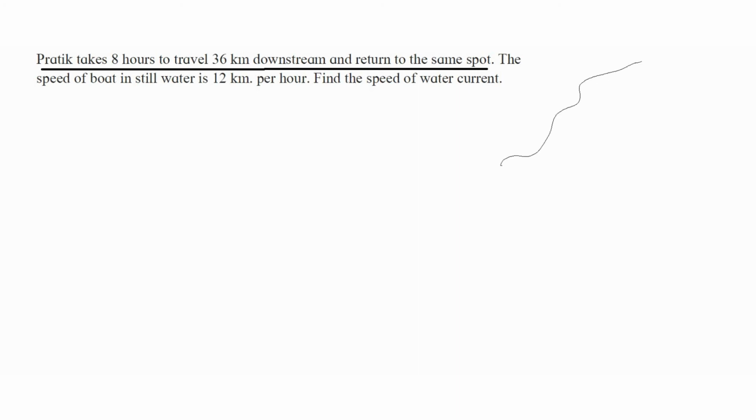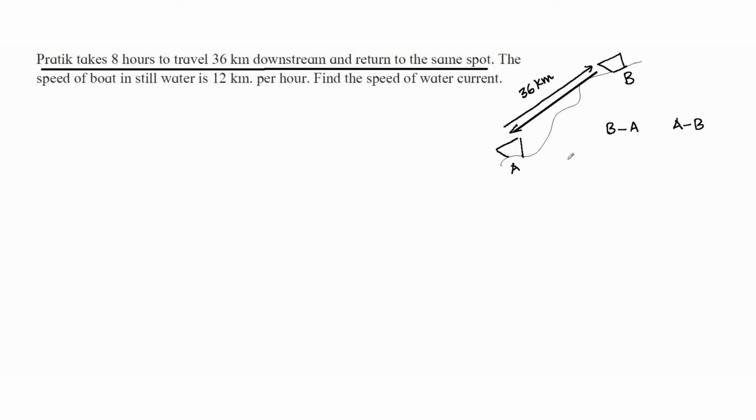So let's draw a random diagram. So here the boat has to travel upstream, say from point A to point B. So the distance traveled is 36 kilometers. Say, let's assume the distance between this is 36 kilometers. The total time taken to go 36 kilometers downstream and return to the same spot. So initially the boat is going downstream. So it is going downwards from the point B to A. So the boat goes from B to A and again from A to B.